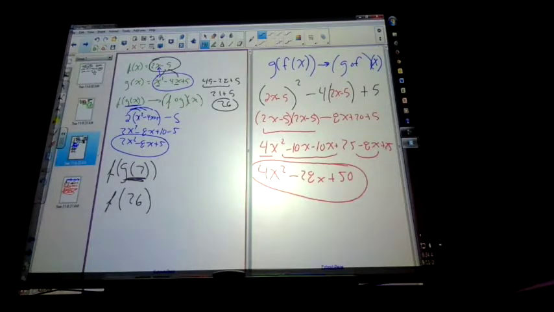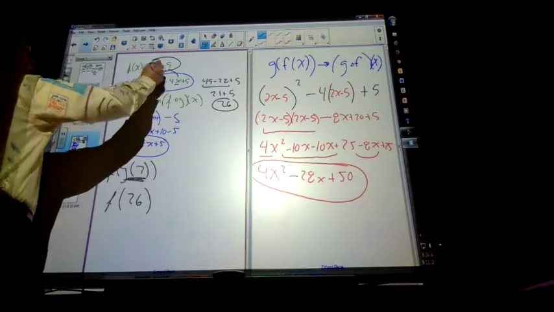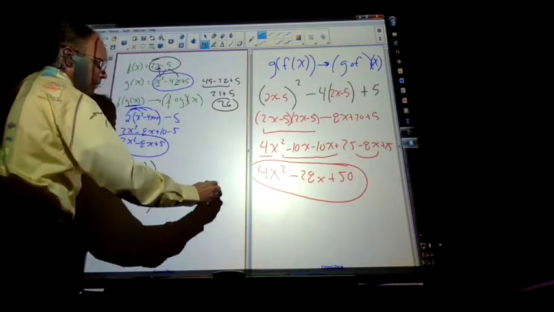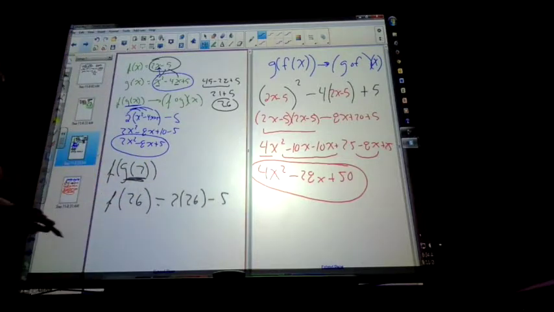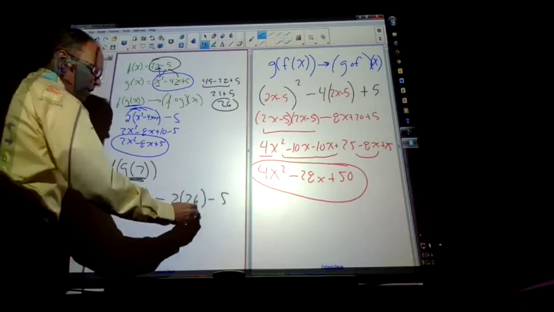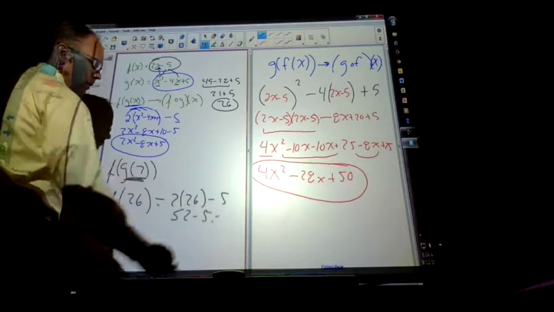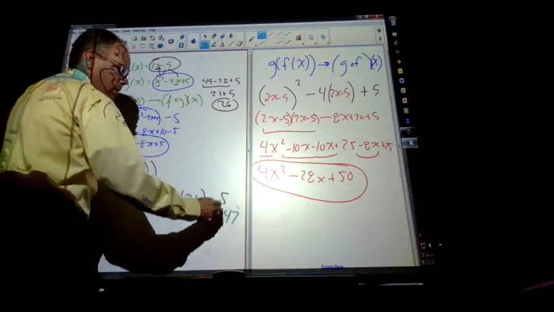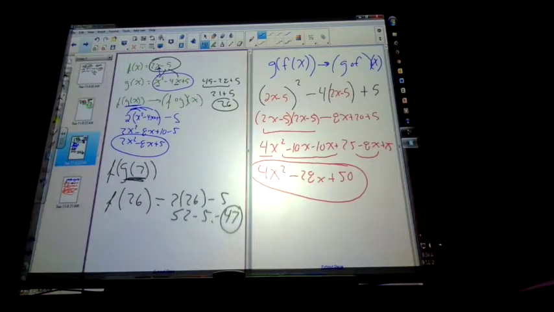So now I'm going to take 26 and I'm going to plug it in for this. So I'm going to get 2 times 26 minus 5. 2 times 26 is 52. I'm going to subtract 5 from that. So I'm going to get 47. Okay with that so far?